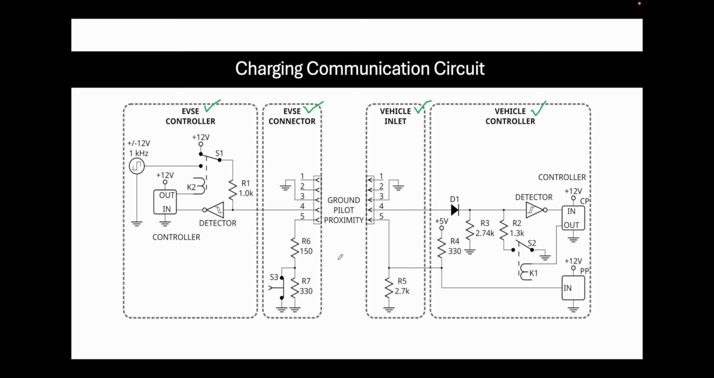And here you have multiple elements and switches. So this is a detector which detects what the voltage level is. And this is also a pulse generator that is generating a pulse of 12 volt, which switches between plus 12 to minus 12 volt. And the frequency of the switching is 1k hertz.